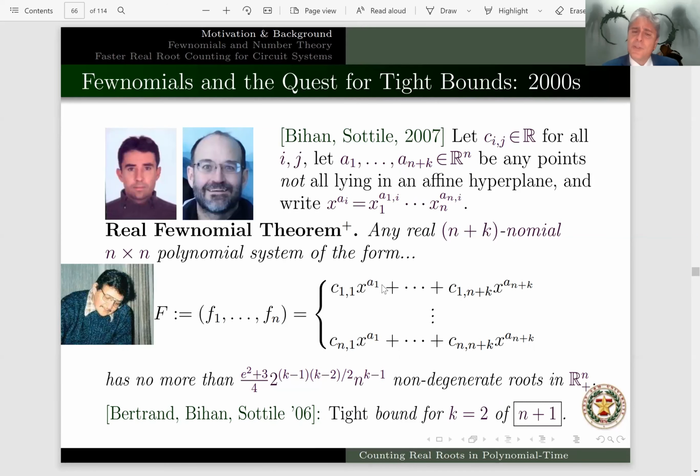However, in certain cases, we do know an exact bound. Back in 2006, Bertrand, Bihan, and Sottile found a tight bound for the case k equals 2, the case we're looking at today. So it's n equations, n unknowns, n plus 2 distinct exponent vectors, affinely independent. The correct tight bound is n plus 1 for the number of positive roots. So at least that's known. There's a tight bound, but when somebody hands you a system, what is the exact number? It's going to be somewhere between 0 and n plus 1.